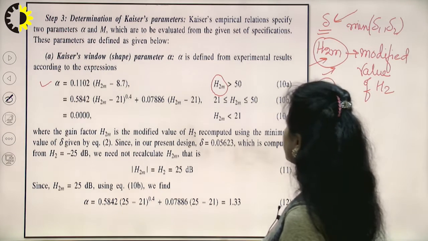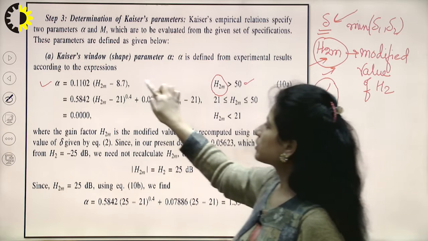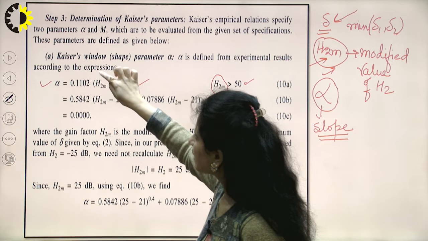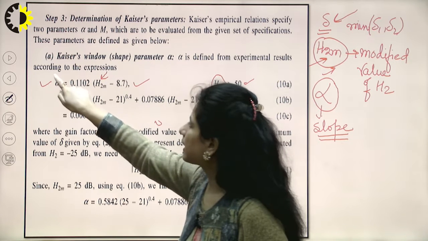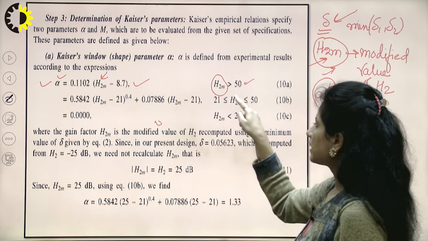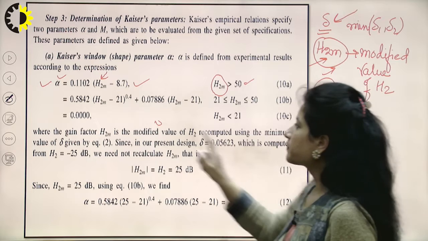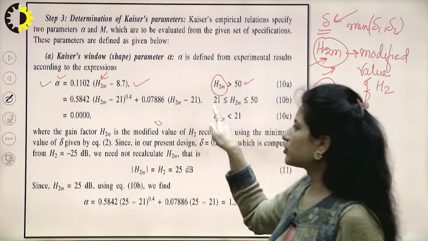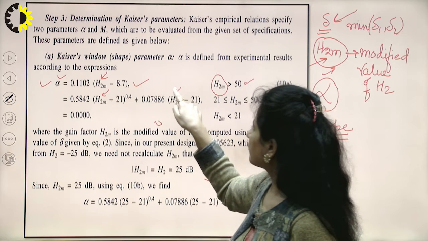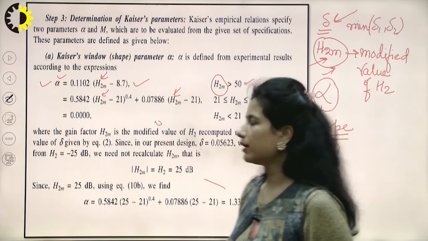If this calculated value of H2M is greater than 50, I would choose this first equation, and from here, substituting the value of H2M, I'll calculate the value of alpha. Second, if the value of H2M lies between 21 and 50, the second equation would be used to calculate the value of alpha. So here and here, I would substitute this calculated value of H2M and calculate the value of alpha.